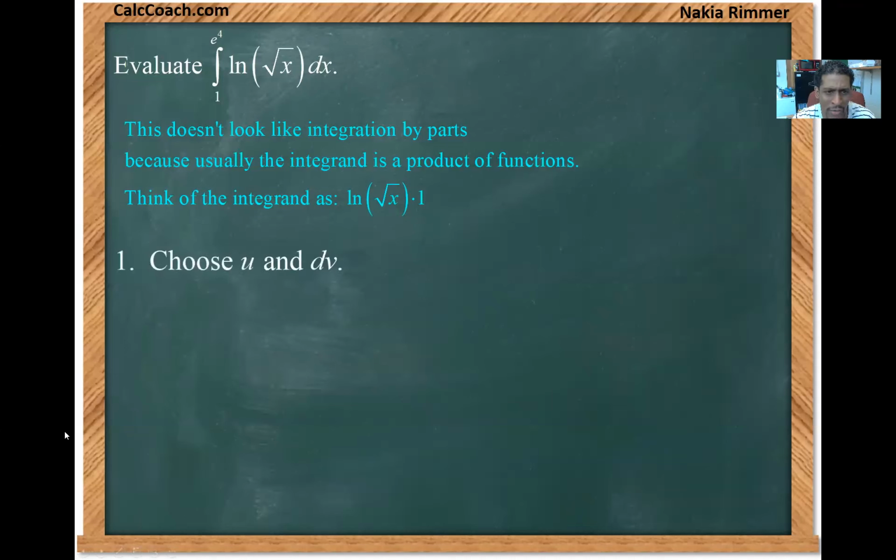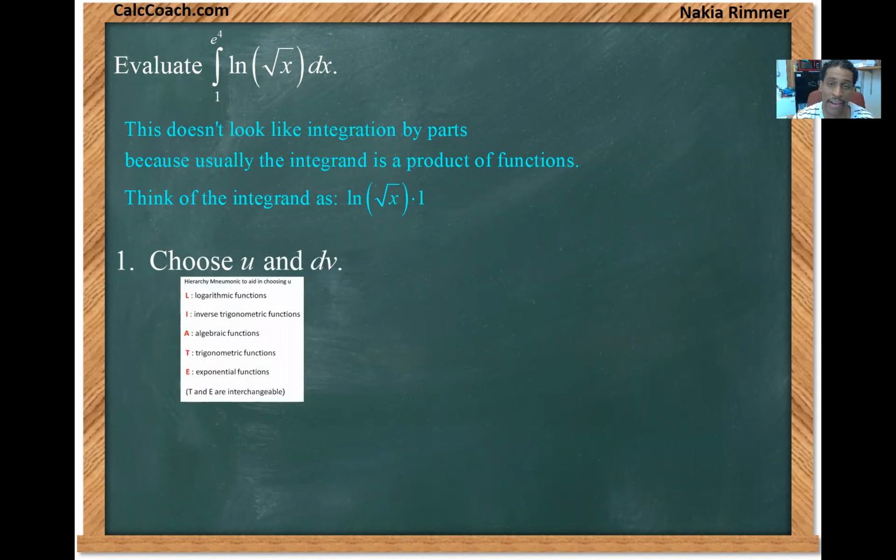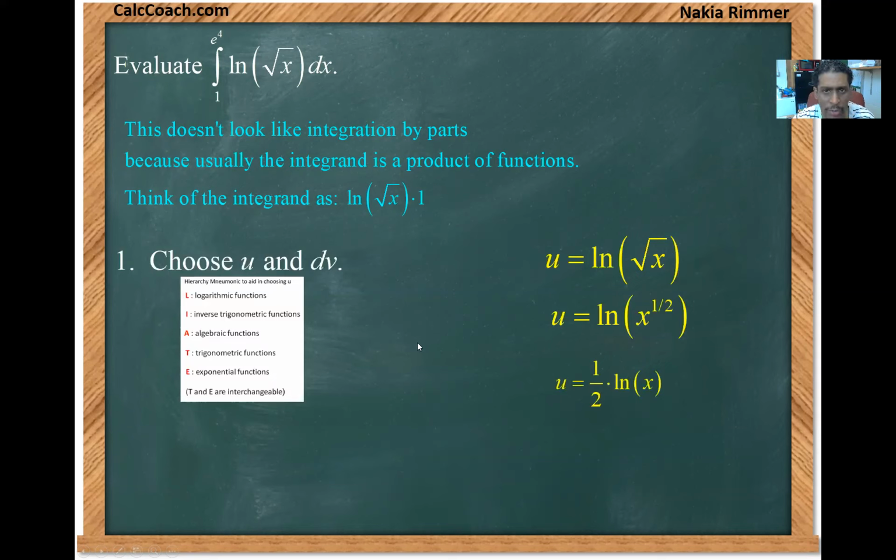And so, from that point, we need to choose u. Using the hierarchy, the mnemonic LIATE, we can see at the very top of the list is logarithmic functions. And so that will be what we should let the natural log of the square root of x equal. But actually, if you look closely, it can be simplified. It's the natural log of x raised to the half power, and the property of logs allows you to bring that half down in front. And so if you let u be equal to 1/2 the natural log of x, then your derivative would be that same 1/2 times 1 over x.